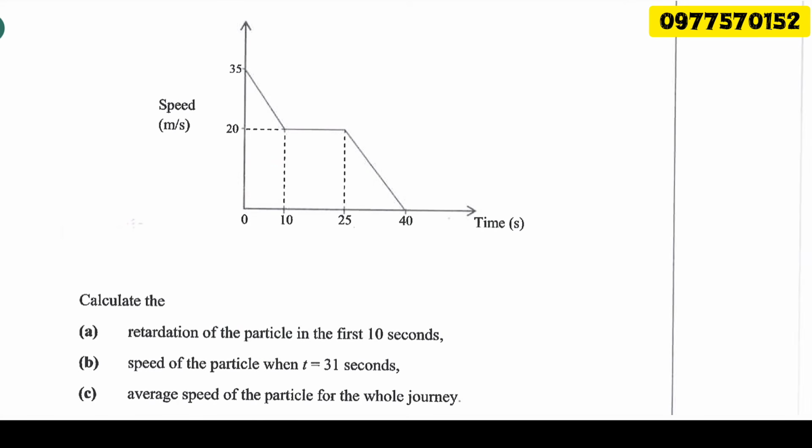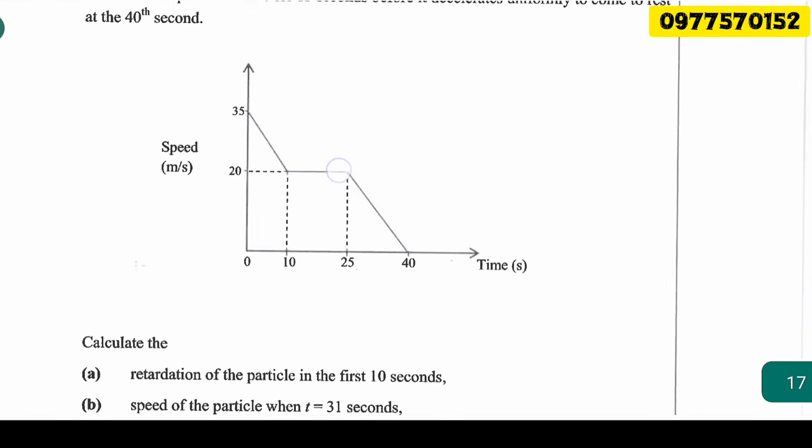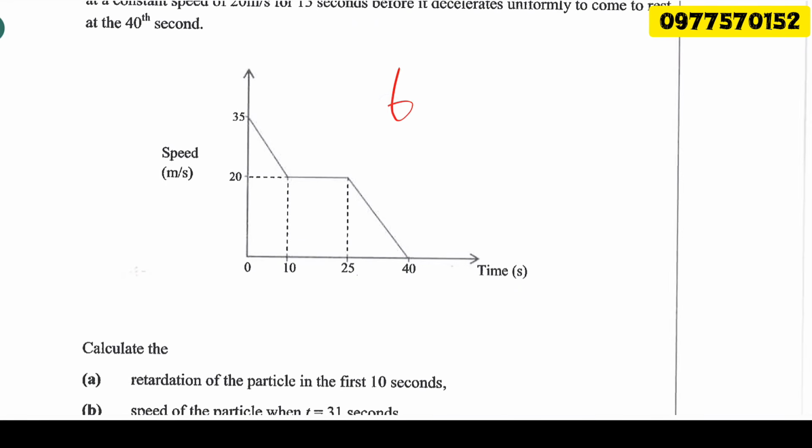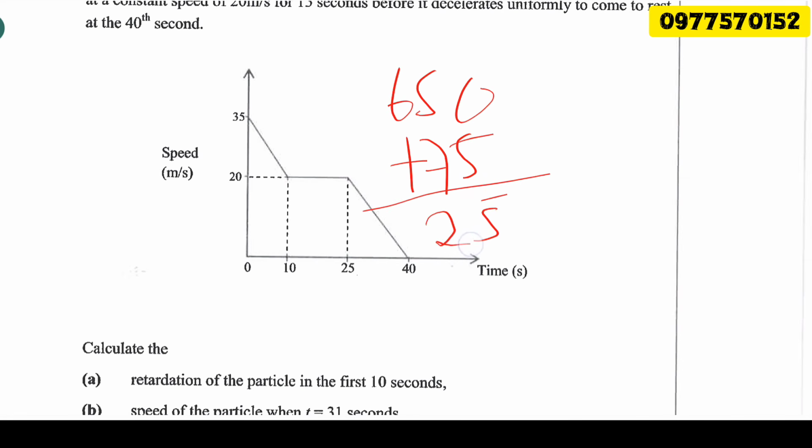Therefore, we are going to add here 650 plus 75. Here is 5, here is 2, carry 1, there is 7. So 725 meters. All right, this is the final answer.